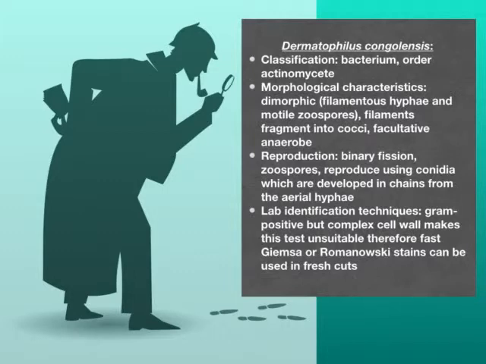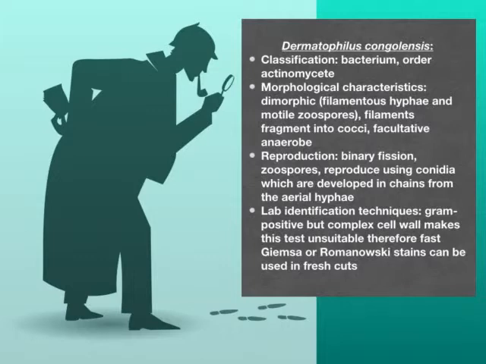Dermatophilus congolensis. In terms of classification, it is a bacterium of the order Actinomycetales. Under morphological characteristics, it is dimorphic due to the fact that it has filamentous hyphae and motile zoospores. The filaments fragment into cocci, and it is a facultative anaerobe.